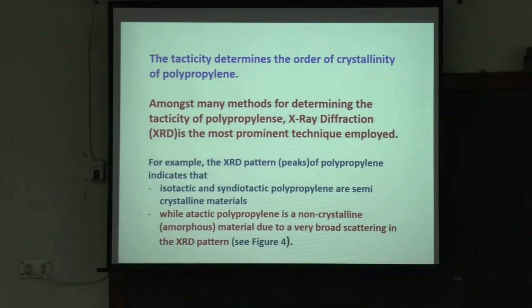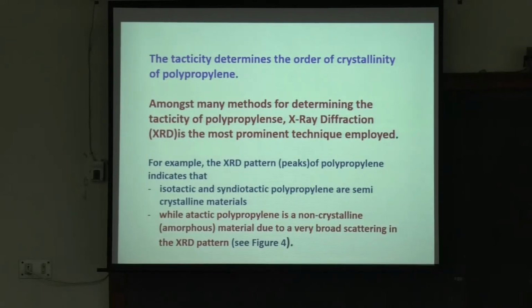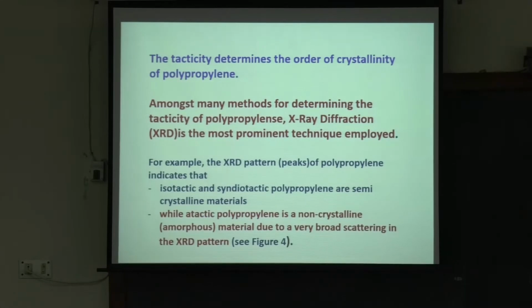The tacticity determines the order of crystallinity of polypropylene. So if you have too many molecular weight distribution, then it can affect the crystallinity. Okay? And crystallinity gives you the regularity of the structure. And amongst many methods for determining the tacticity of polypropylene, X-ray diffraction is the most important technique used.